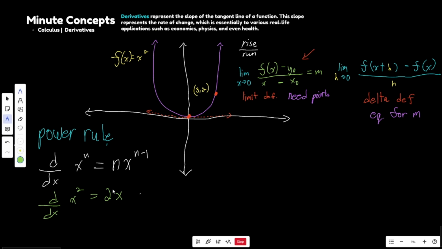The next rule is to understand that the derivative of a constant is always 0. So the constant derivative rule.